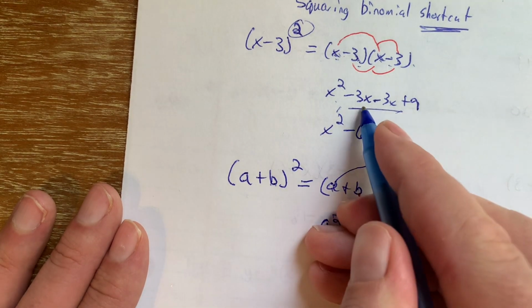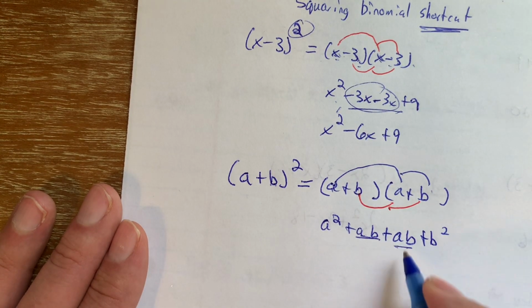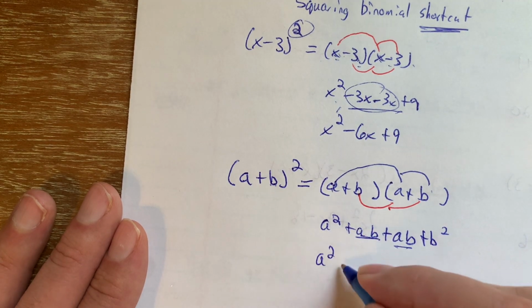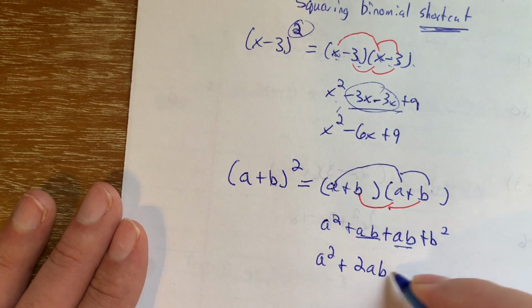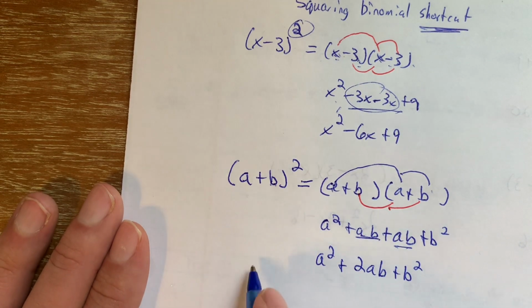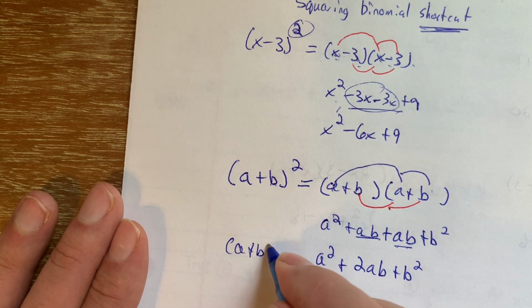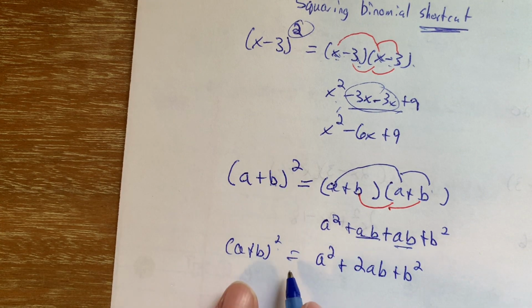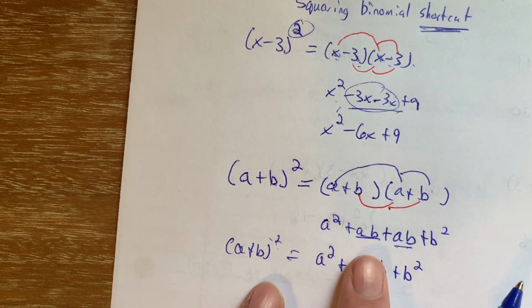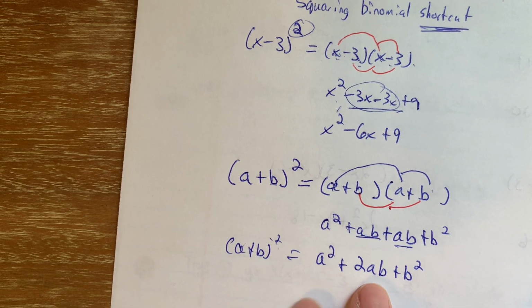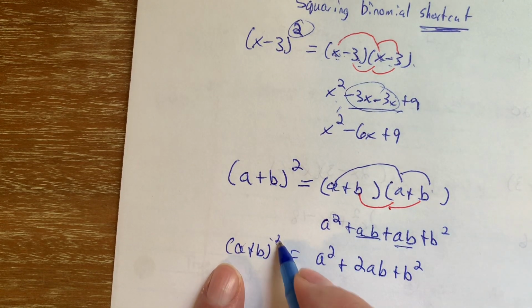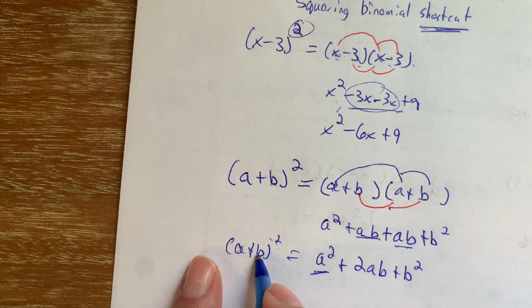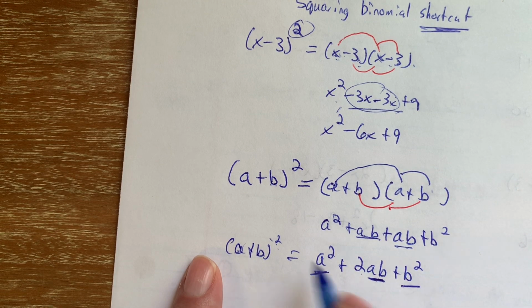And just like we saw up above, these middle ones will always combine. ab plus ab is 2ab. And so this is our shortcut. When you have (a + b) squared, it doesn't distribute. You might think it would just be a squared plus b squared, but you would be missing this middle part. So the shortcut is you square the first one. You multiply these two together, that's what a times b means, and multiply that answer by 2. And then lastly, you square the last one.